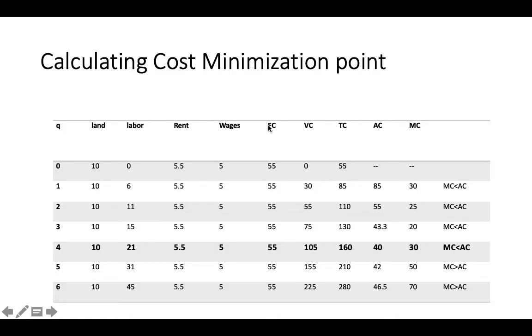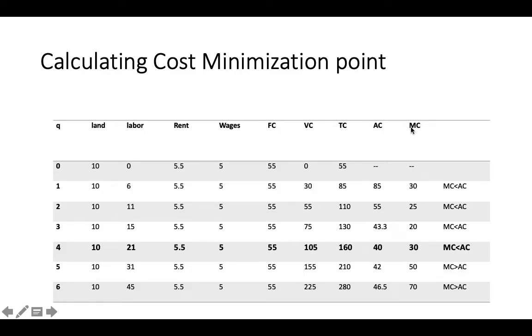Previously, we were observing it from the fixed cost and variable cost. Now, over here, we have observed how this fixed and variable cost can be calculated, which is when we multiply the price of the fixed factor with its amount, that is land with the rent, and to calculate the variable cost, labor is multiplied with the wages.